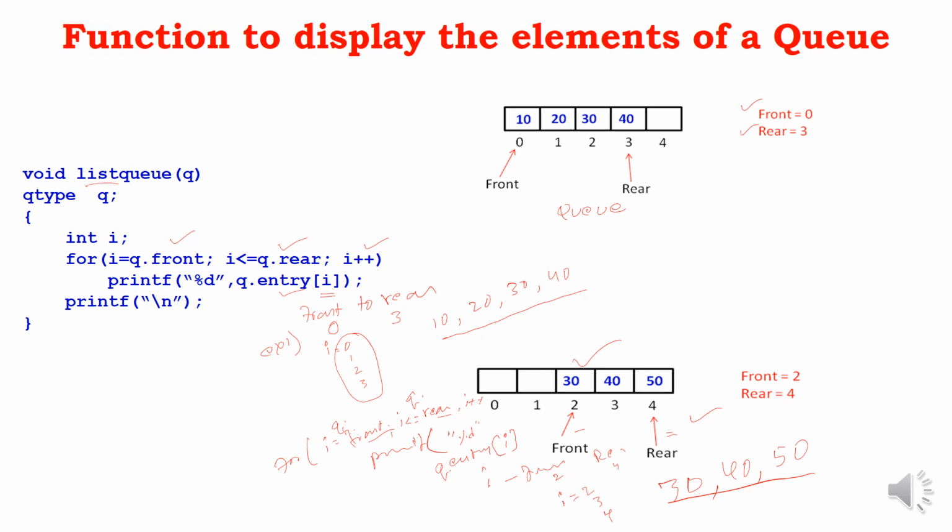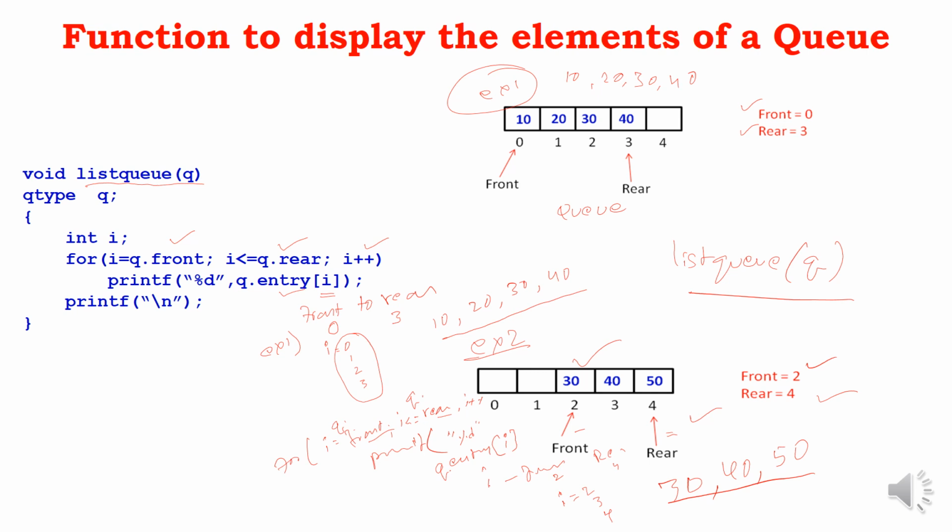In the list queue function, we are not modifying the queue, so we need not pass a reference parameter, we can pass only a value parameter. You may call list queue of q, which displays the elements. If you apply the list queue function in the first case, example 1, it displays 10, 20, 30, 40. If this is example 2, where the queue contains 3 elements, front is at position 2, rear is at position 4. So from 2 to 4 elements will be displayed.